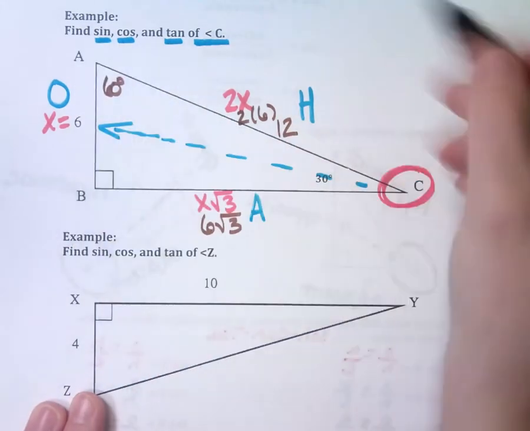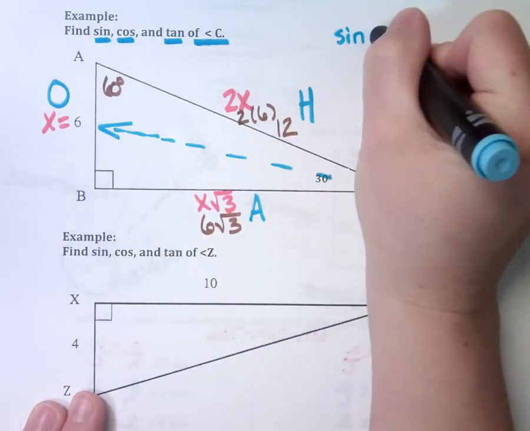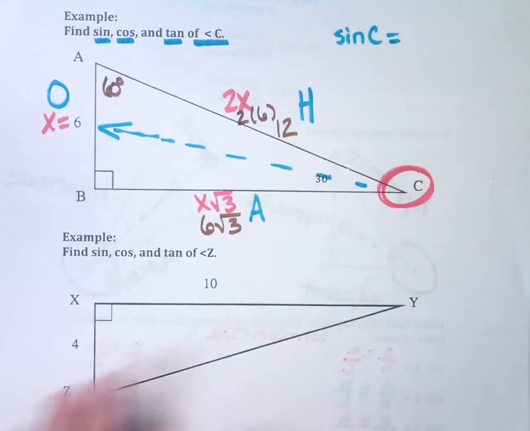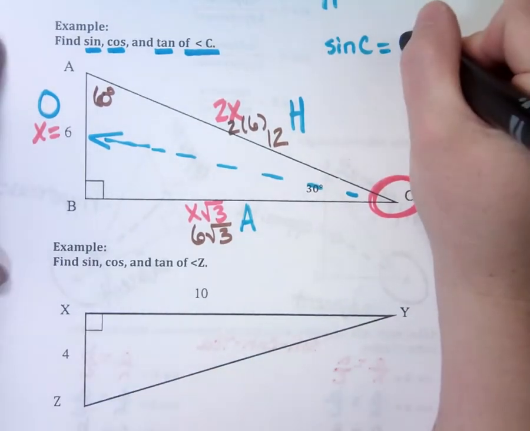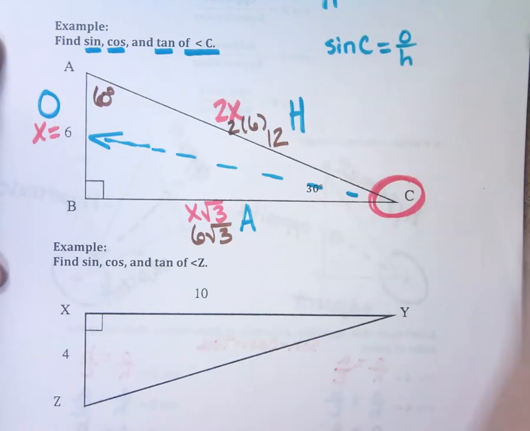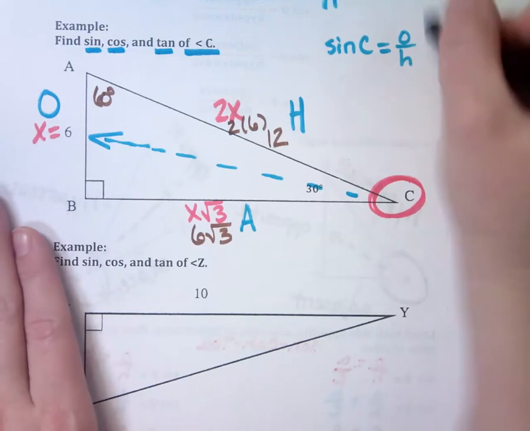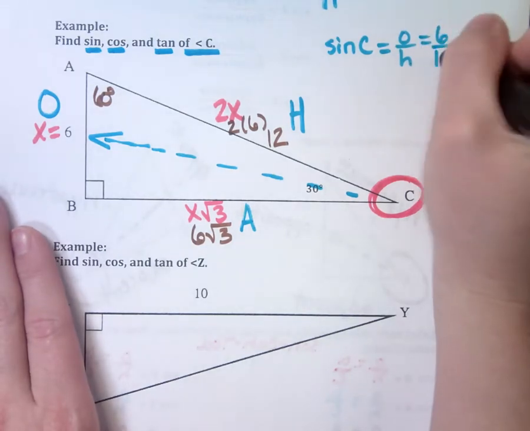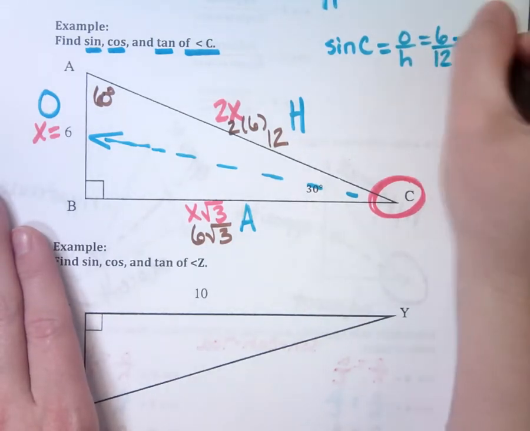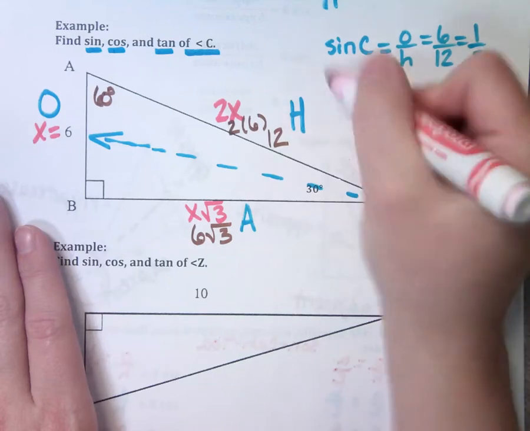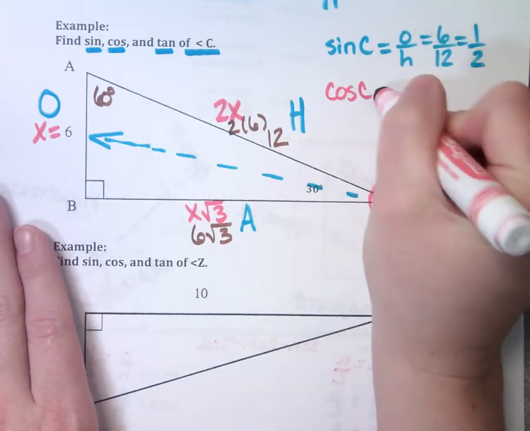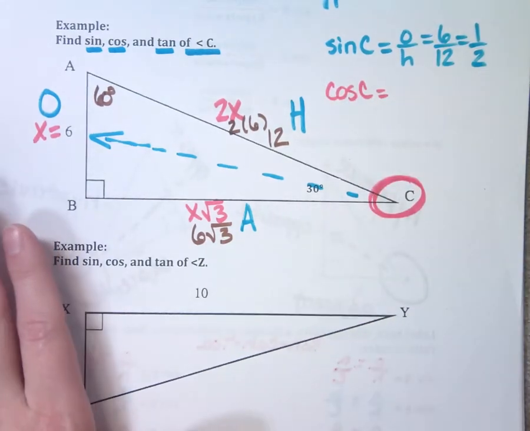Okay, first one up is sine of angle C. So if you have to look up above, sine is defined as what over what? Opposite over hypotenuse. Now let's look at our picture. How would I write opposite over hypotenuse? 6 over 12, and then I can reduce that to give me 1/2. There we go. And that's sine of angle C. Okay, now I want to find cosine of angle C. Cosine is defined as what over what?